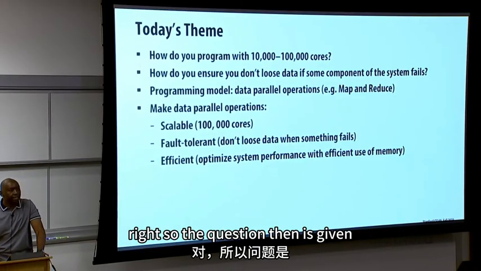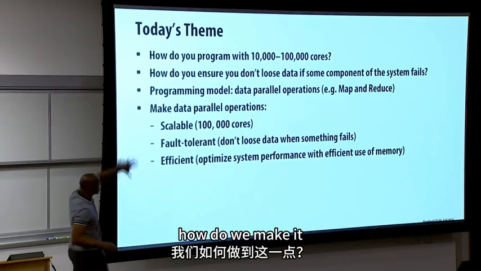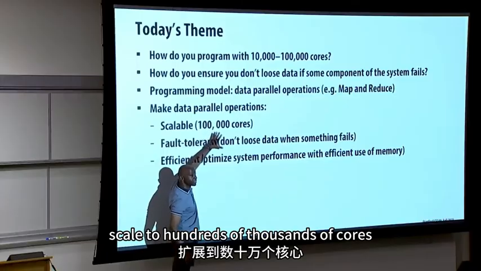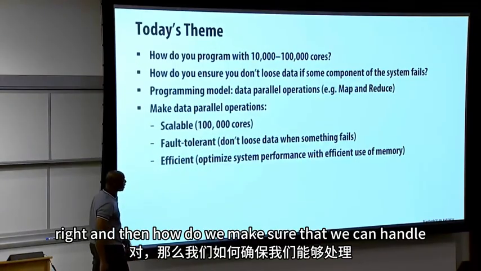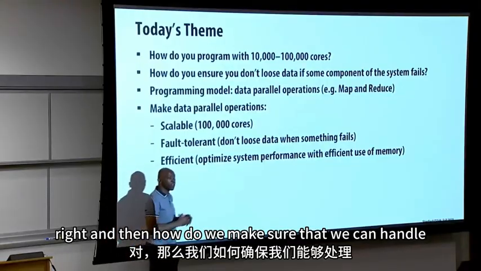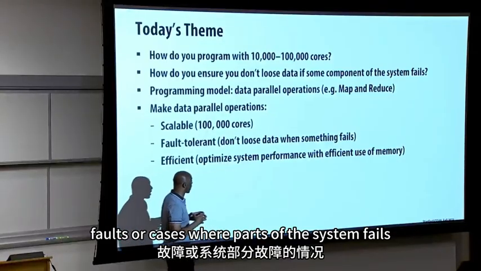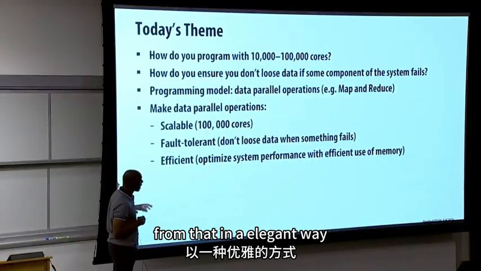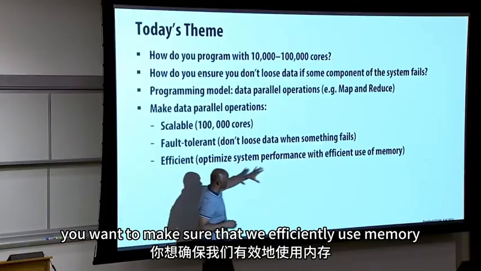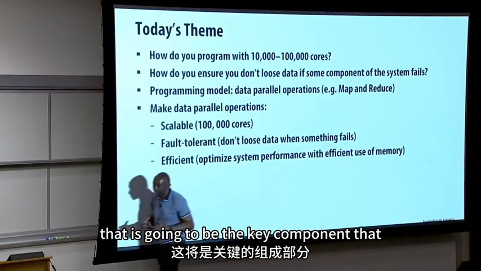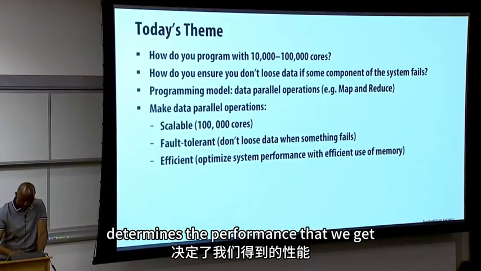So the question then is, given the data parallel programming model, how do we make it scale to hundreds of thousands of cores and do that efficiently? And then how do we make sure that we can handle faults, or cases where parts of the system fail, and recover from that in an elegant way? And lastly, we want to make sure that we efficiently use memory because that is going to be the key component that determines the performance that we get.